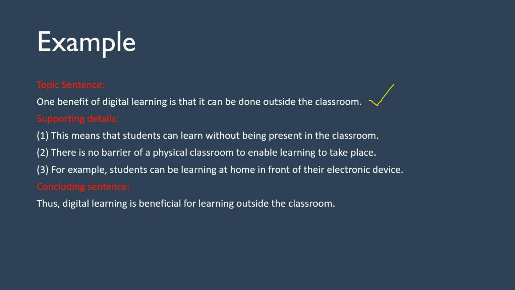And these are all the supporting details. The first supporting detail is, this means that students can learn without being present in the classroom. The second supporting detail is, there is no barrier of a physical classroom to enable learning to take place. And the third supporting detail is, for example, students can be learning at home in front of their electronic device. So in this case, as you can see, you can also put the example as part of your supporting detail.